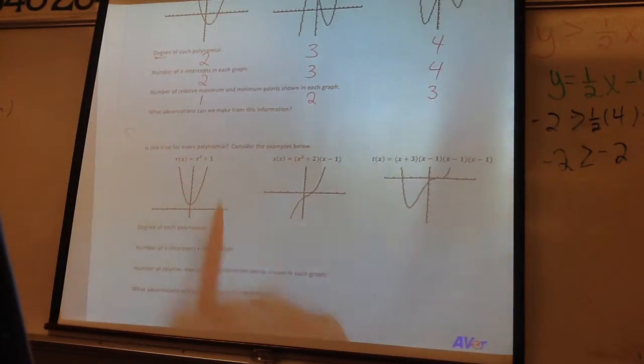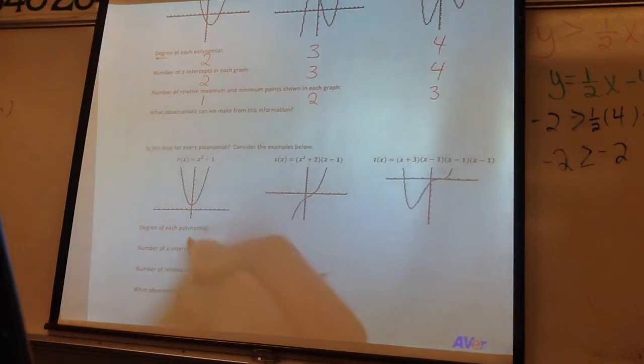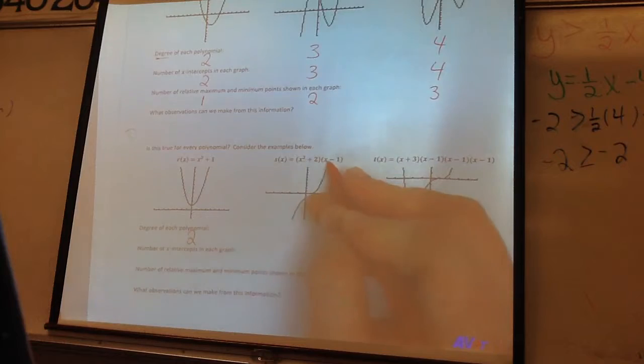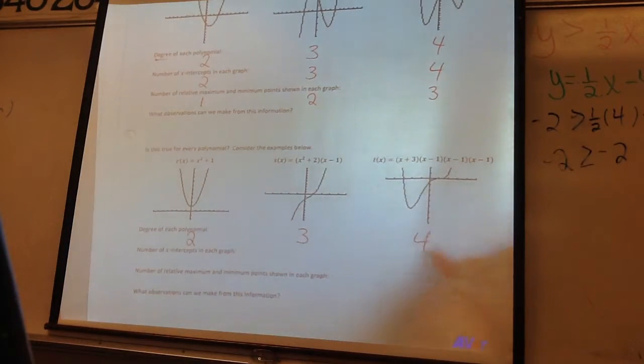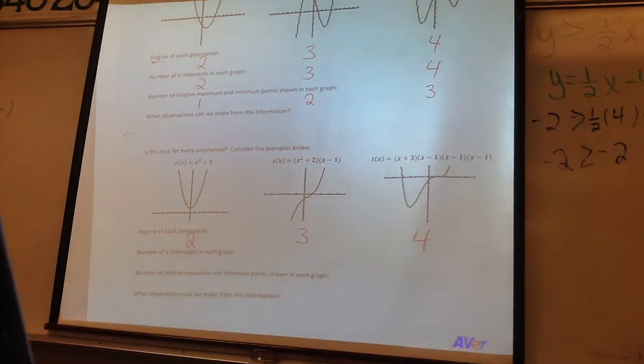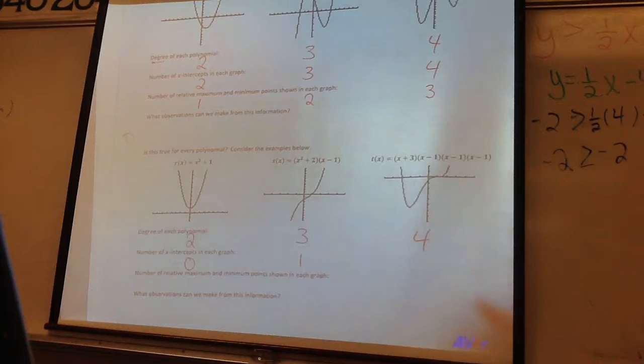because when we go down here, it says, is this true for every polynomial? Here's this one. The degree is 2 again. X squared times x, the degree is 3. X to the fourth, the degree is 4. But look how many x-intercepts there are. 0. Only 1. Only 2. That's weird.